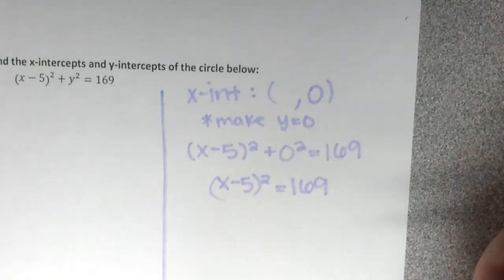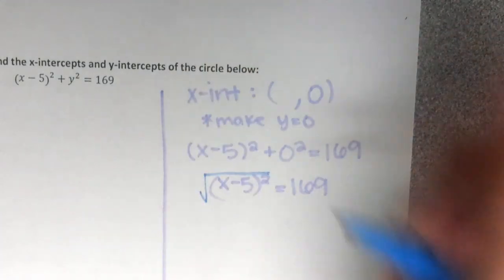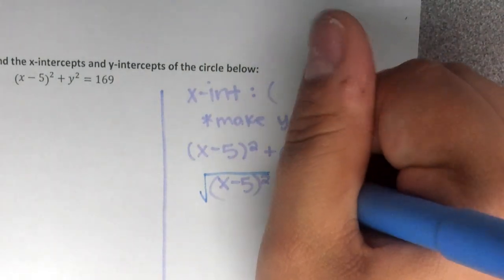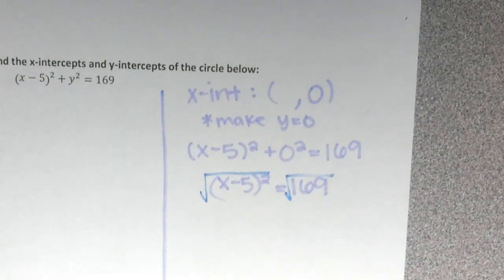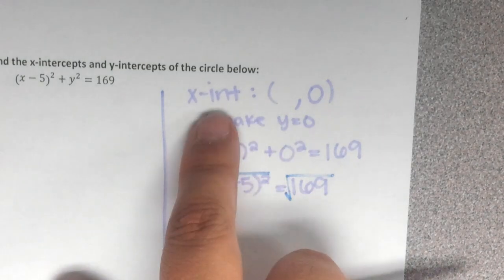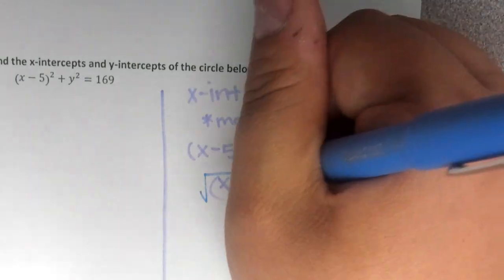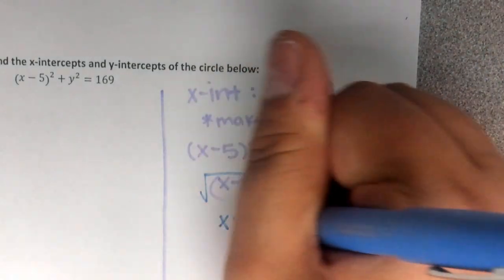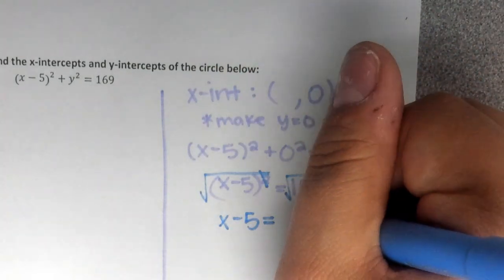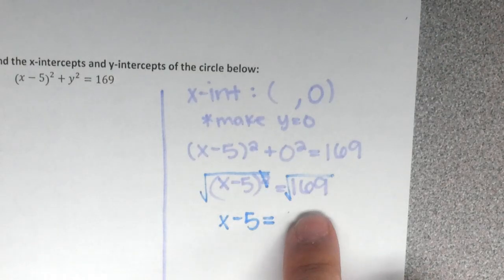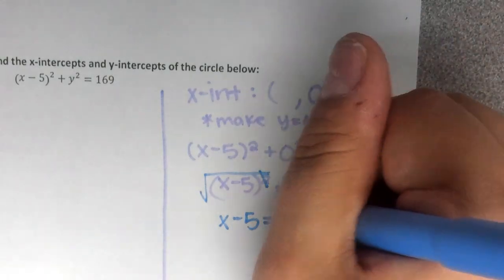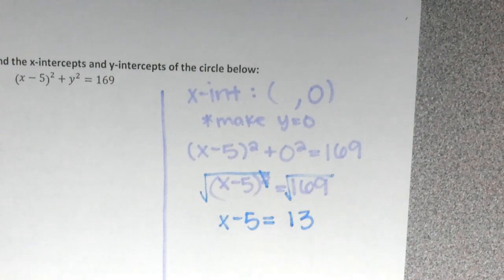How do I get rid of a squared? Square root. And what you do to one side? Just processing? Okay. So again, for an x-intercept, you're going to make y 0 and solve it. These cancel, so I'm left with x minus 5 equals, what's the square root of 169? 13. Now it's actually not just 13.